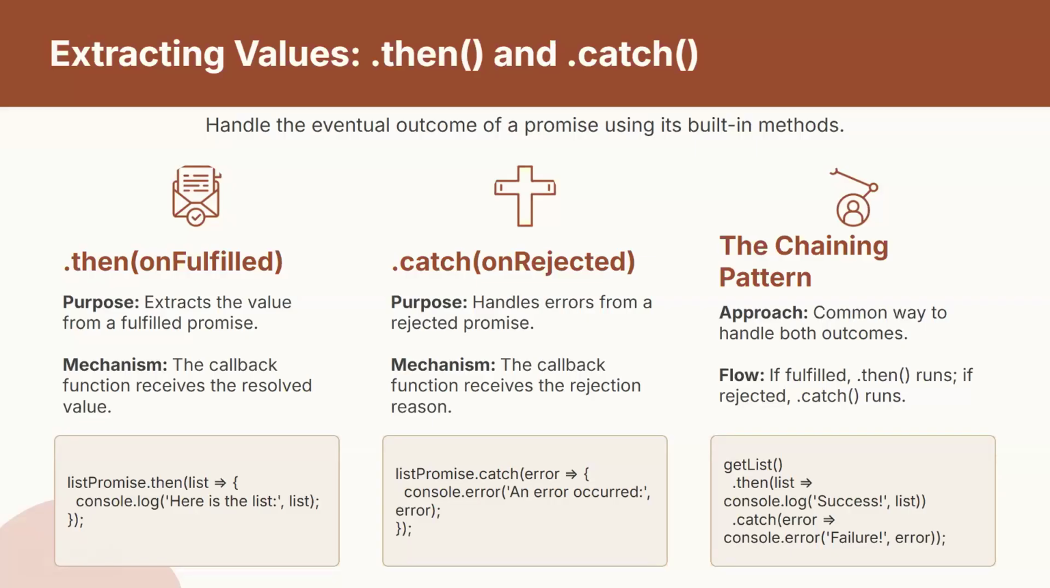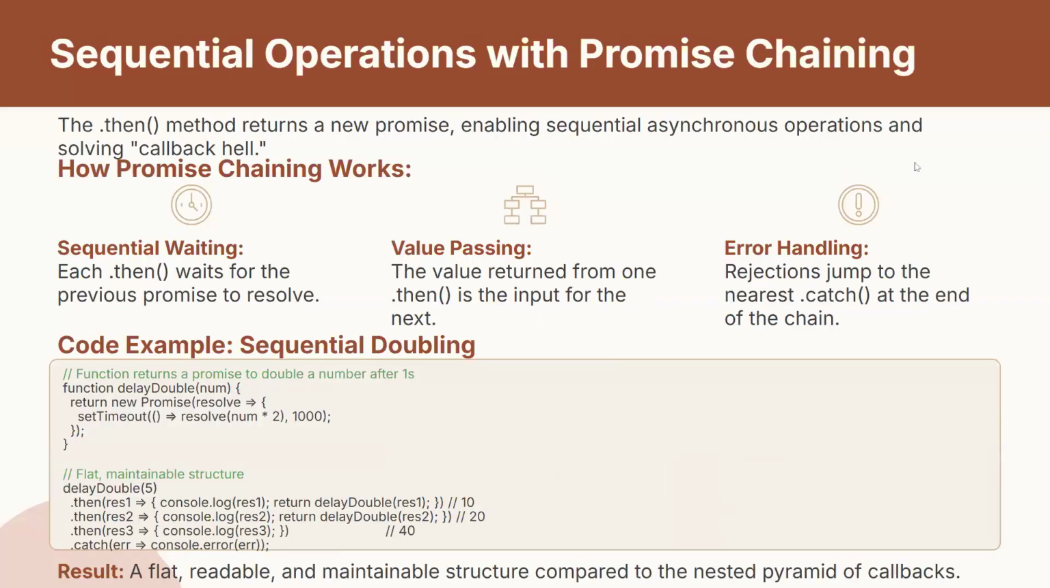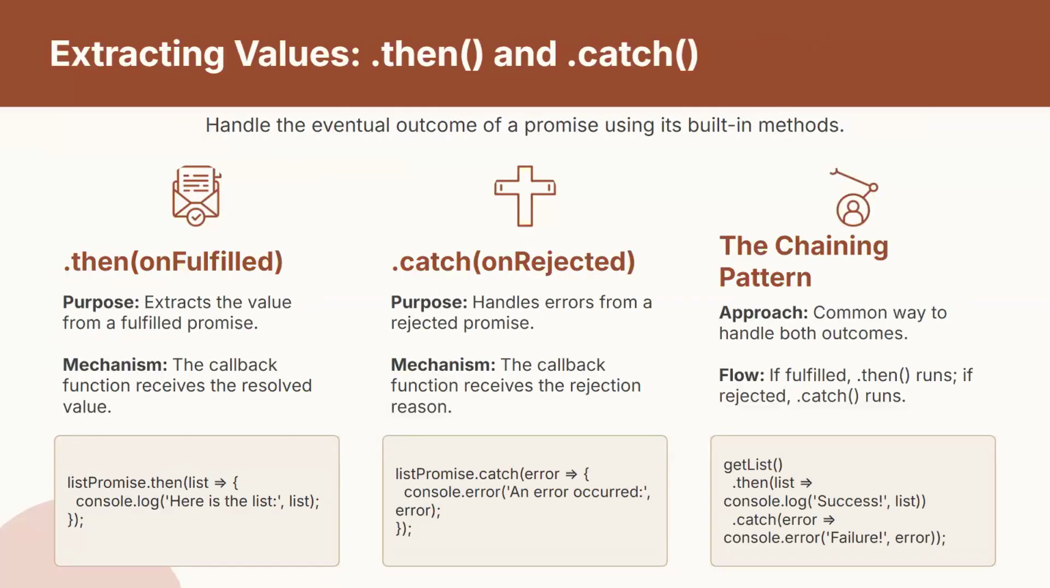And then there is the catch method. It is used to handle errors. If the promise is rejected, the callback inside the catch method runs and it receives the error. There's one particular example below here. And then finally, we can always use the chaining pattern, which combines both methods to handle success and failure in one flow. This code snippet has the example.